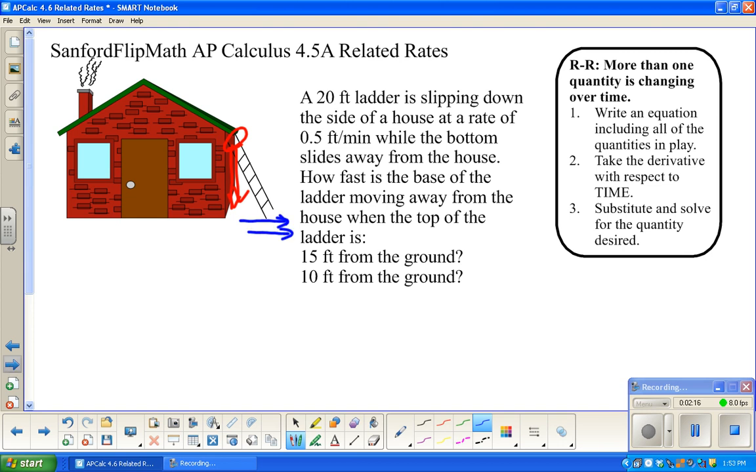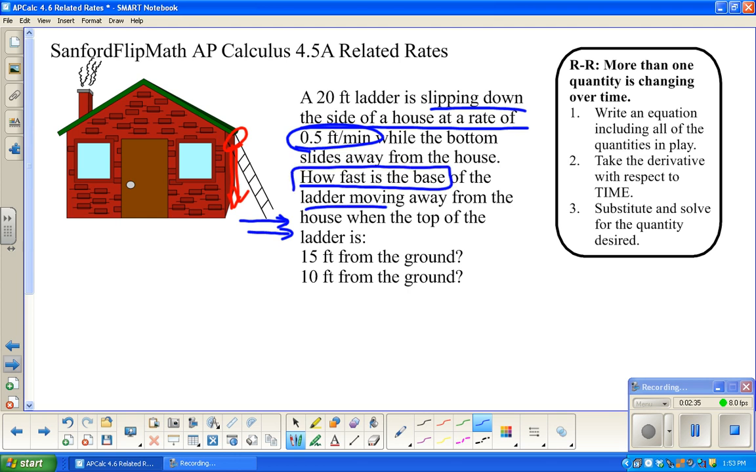That's obviously not a good situation to be on the ladder, but what we're saying is that as it's sliding down the side of the house, it's doing that at a rate of 0.5 feet per minute while the bottom's sliding away. Now our question is, how fast is the base of this ladder, or the bottom of this ladder, moving away?